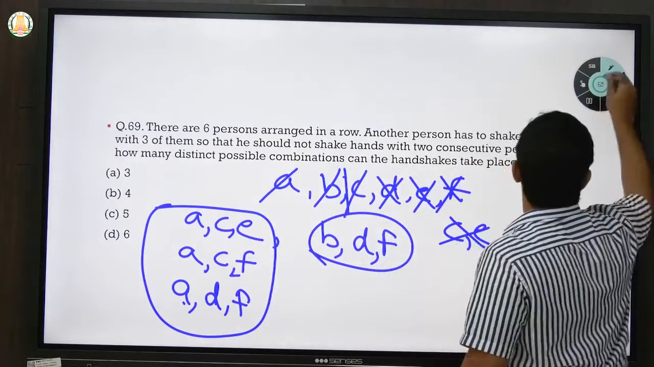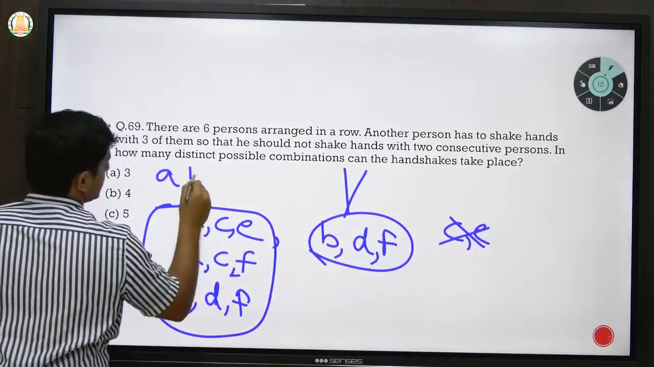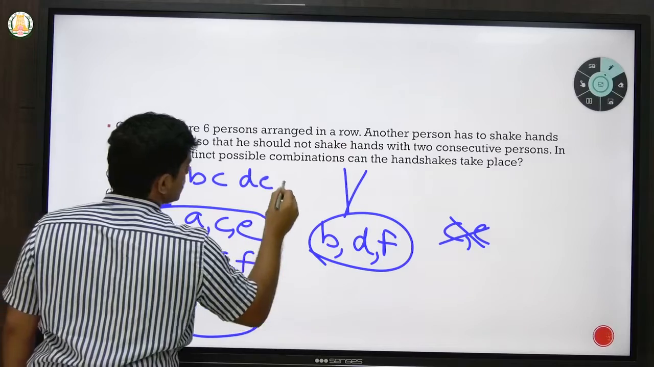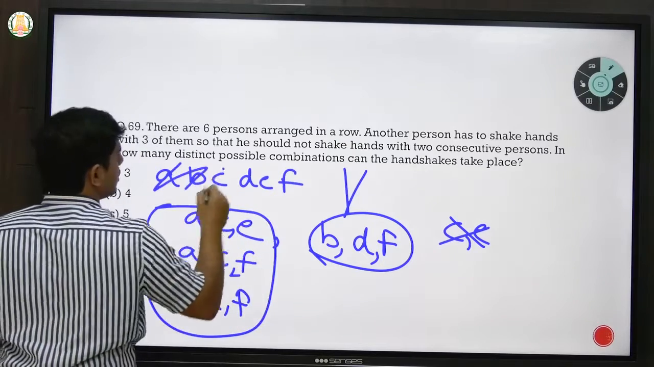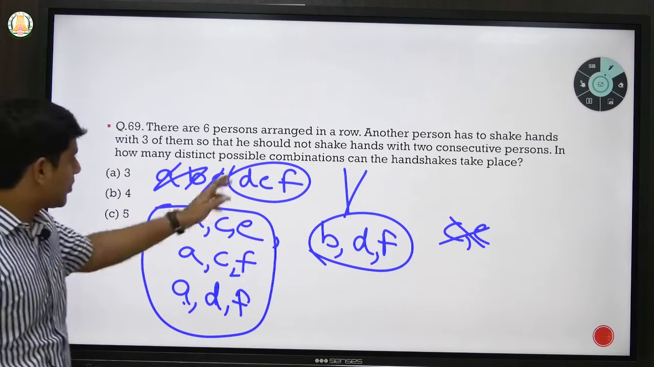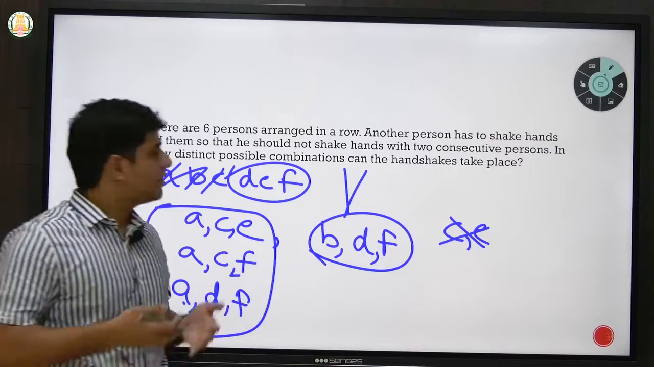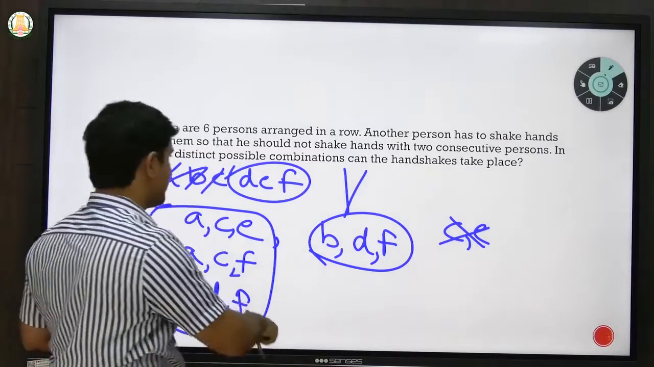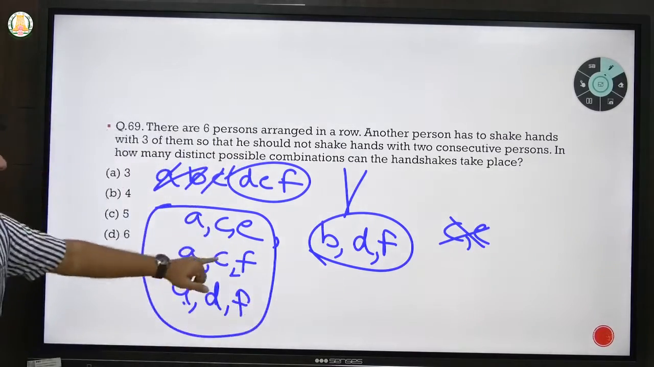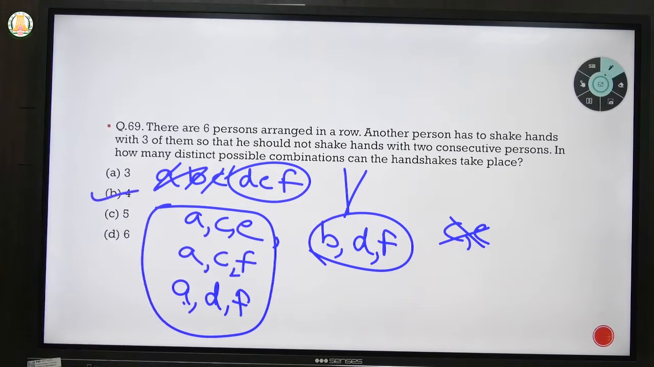Now, what is left? Once you have finished A, B, C, the left are D, E, F, but D, E, F are themselves consecutive. Any possible combination of remaining D, E, F will be a consecutive thing only. So, it is gone. So, the only possible cases are ACE, ACF, ADF and BDF. Okay, so answer will be 4.